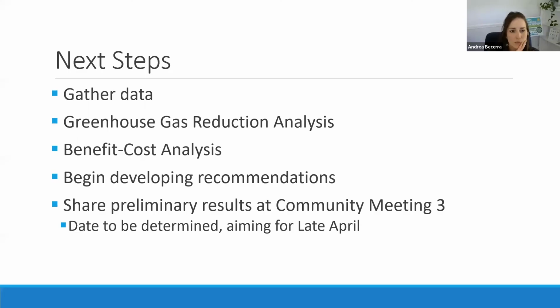So the next steps will be for ERG to gather data, conduct the greenhouse gas reduction analysis and benefit cost analysis, and begin developing recommendations. We sort of started that process right now. We got a sense of what that's going to look like. So it's basically building on these actions. And then we will be sharing preliminary results at the community meeting at the end of April. So we'll be updating everyone who registered here on information on how to register to that meeting.